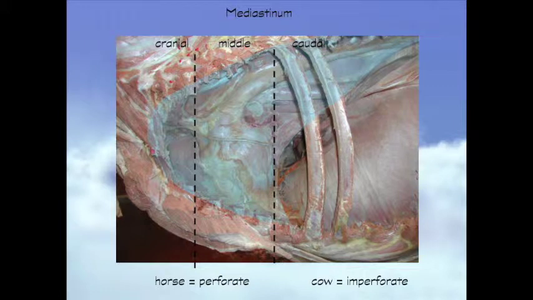Okay, in the horse, the mediastinum is perforate, which means mostly on this caudal portion there are very small holes in it so that we have communication between the two sides. Therefore, if we get a pneumothorax, we're going to get collapse of both sides, or if we get a pleuritis, it can spread to the other side. Okay, whereas in the cow it's imperforate, so a pneumothorax will result in just collapse of one side, and also our pleuritis would be contained within that one side generally.